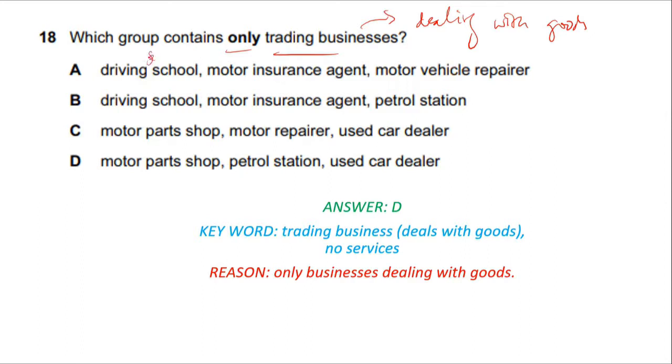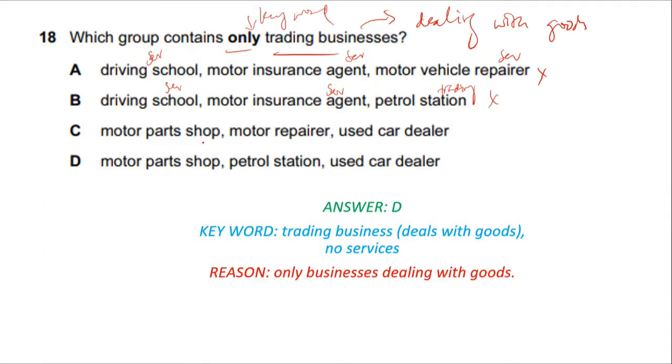Driving school, no, this is a service business. Motor insurance agent, no, this is a service business. Motor vehicle repair, this is a service business. So option A is not the correct option. Driving school, again, service business. Motor insurance agent, service business. Petrol station, this is trading because they are selling petrol to you, but the question here asks which group contains only. So this is the keyword here. Only. So option B is incorrect as well.